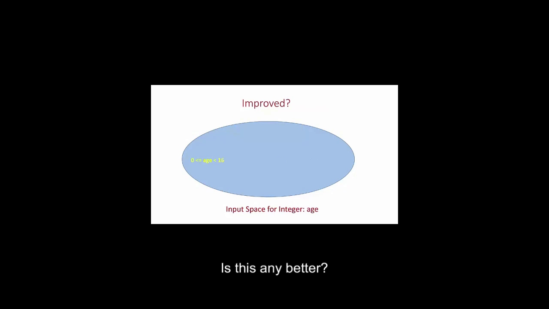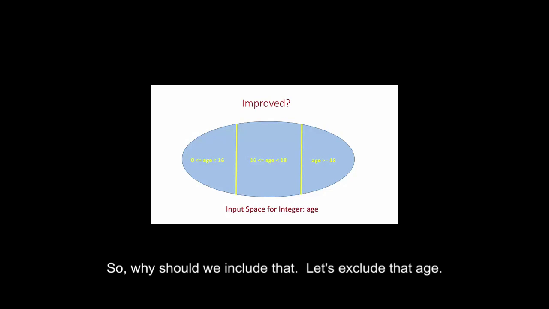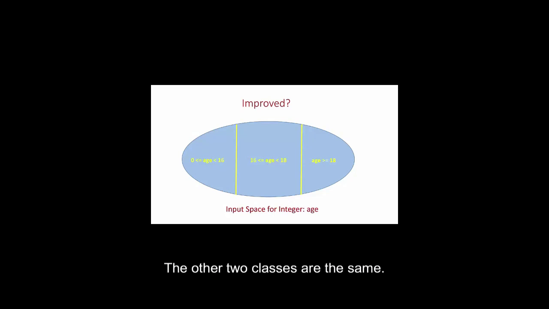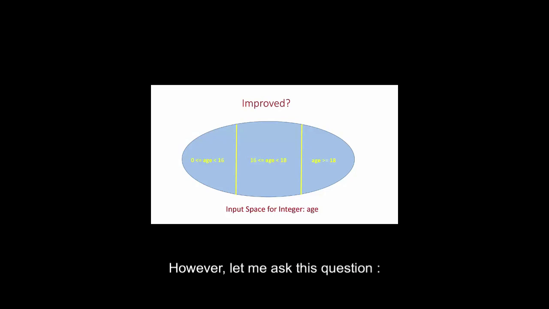Is this any better? Notice in this case, I use the fact that human age is never a negative number, so why should we include that? Let's exclude that age. And so the first class is age greater than or equal to 0 and less than 16. The other two classes are the same. Is that an improvement? Well, from a logical point of view, it seems like that would be the right thing to do. However, let me ask this question.